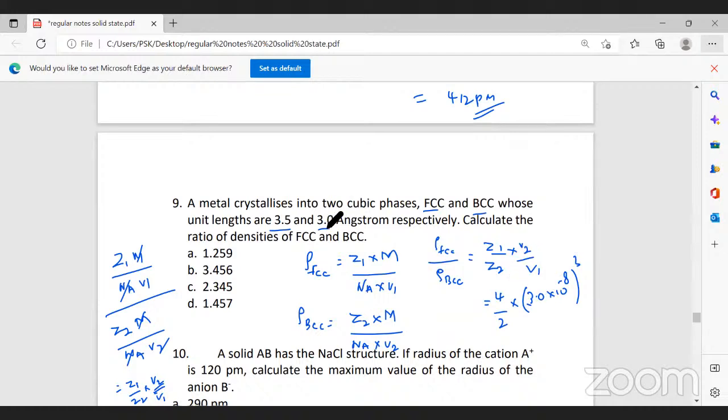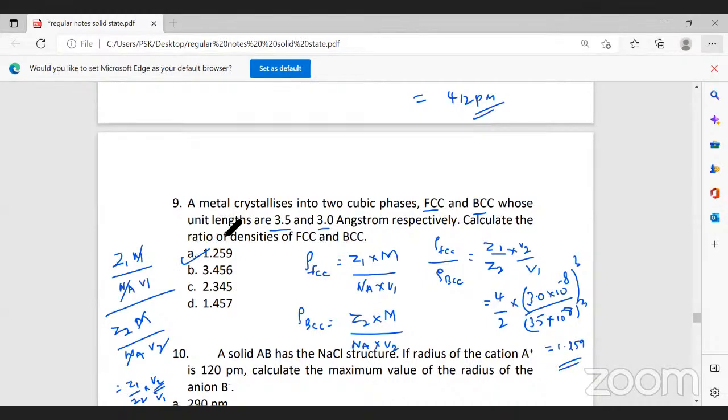V2 is 3 into 10 to the power minus 8. We have to convert it into centimeter inverse. They have given it in angstrom units, convert it into centimeters. Divided by 3.5 into 10 to the power minus 8, the whole cube again. So on simplification, you will get the value to be 1.259. The answer for this question is option A, 1.259.